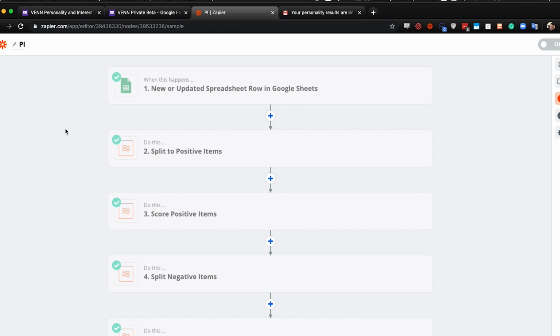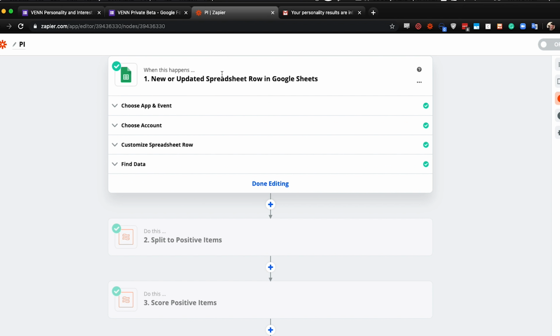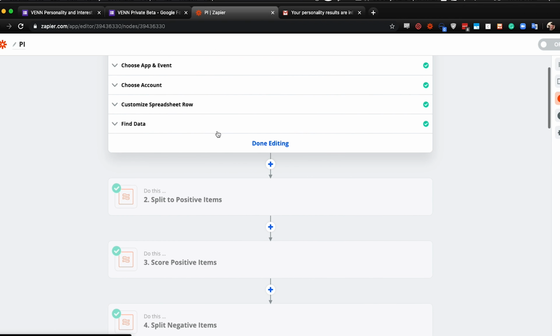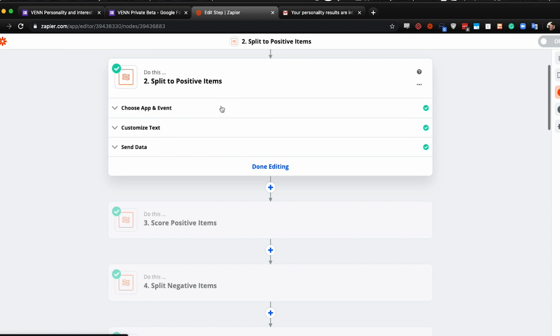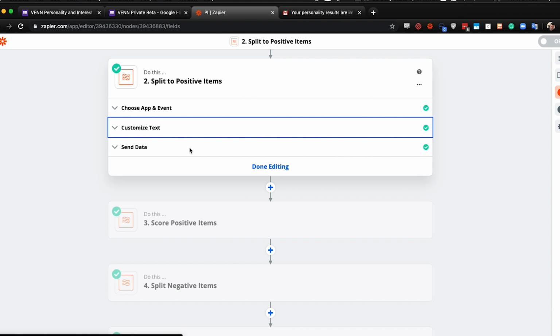So once they filled out this index, Zapier would trigger based off of a new row being added in Google Sheets automatically by Google Forms. The next thing that would happen is that we were splitting up that data into positive and negative items. That's just how you score this sort of a personality index. And that's using the Formatter tool, just like this.